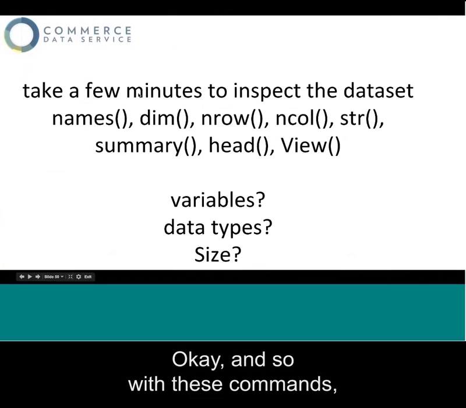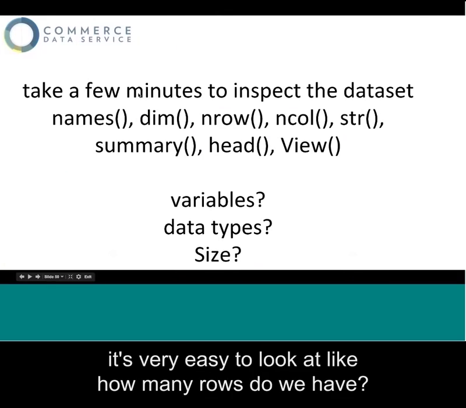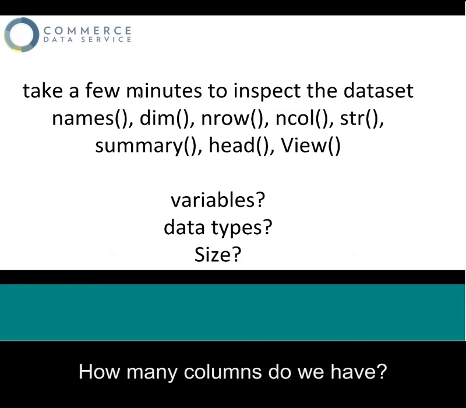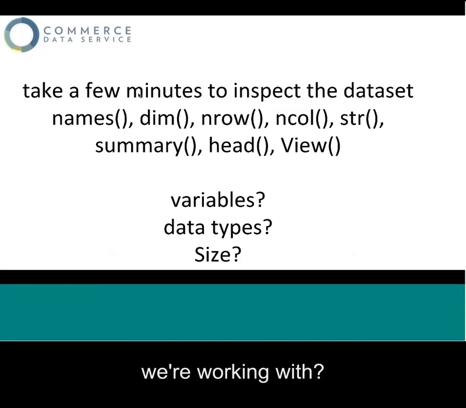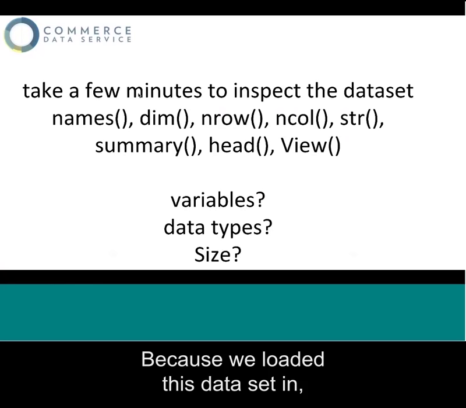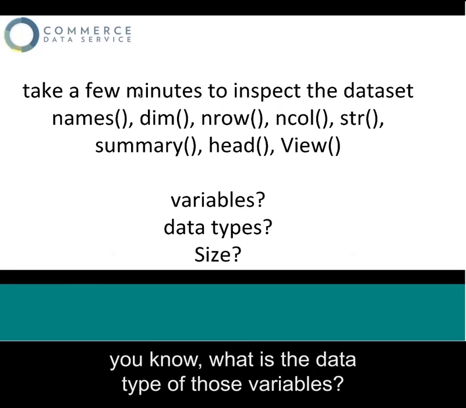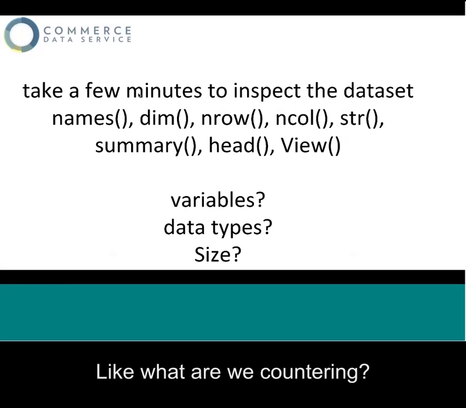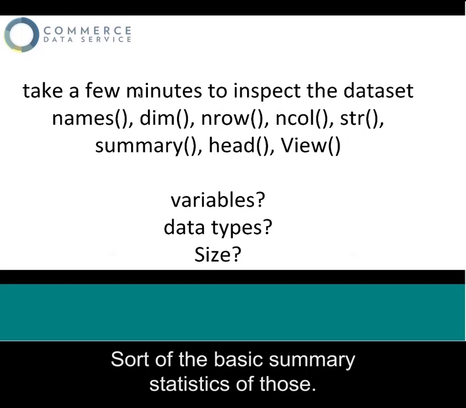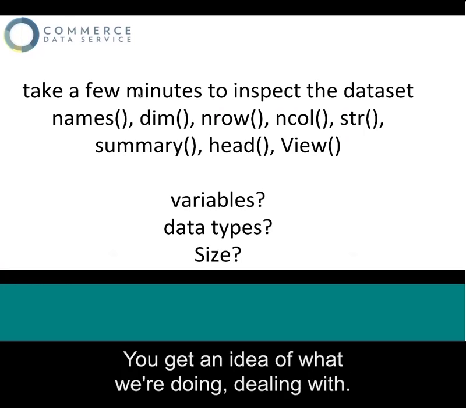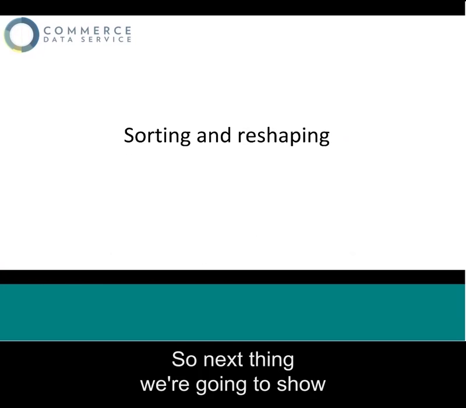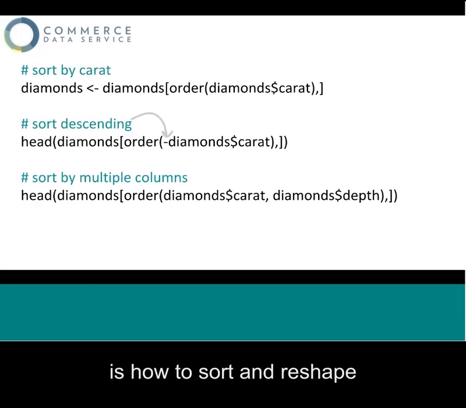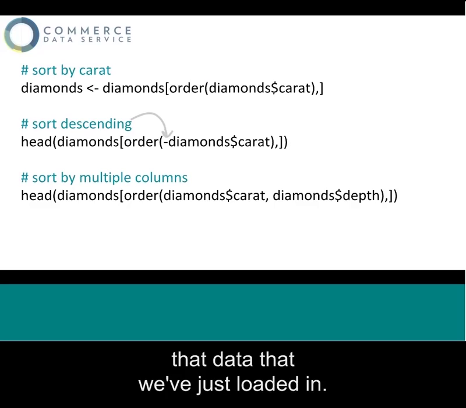Okay, and so with these commands, it's very easy to look at, like, well, how many rows do we have? How many columns do we have? What are the names of the variables we're working with? Because we loaded this data set in, what is the data type of those variables? Like, what are we encountering? Sort of the basic summary statistics of those to get an idea of what we're dealing with. So next thing we're going to show is how to sort and reshape that data that we've just loaded in.